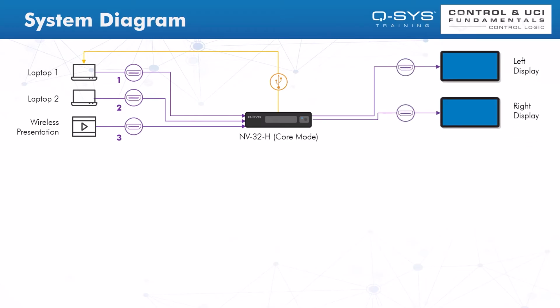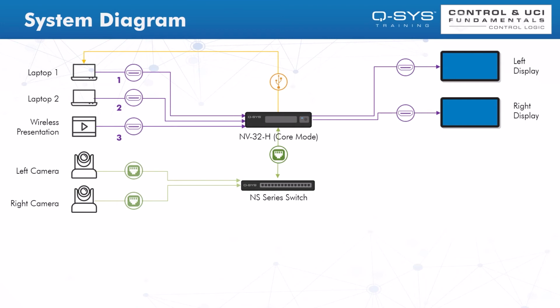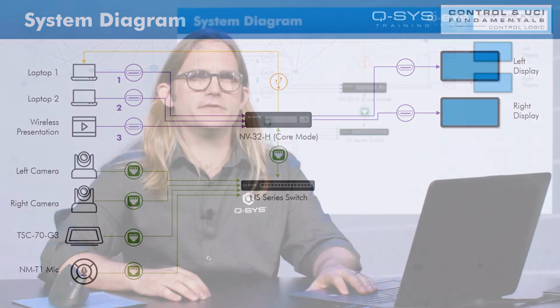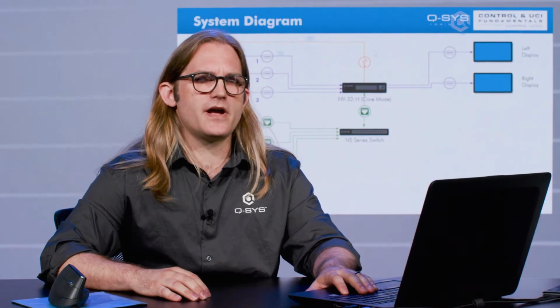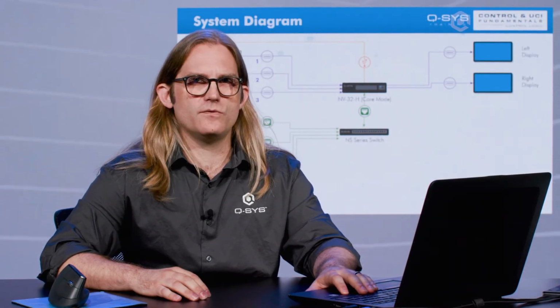Then, over the network, we have our NS series switch that is going to be connecting our left camera, our right camera, our TSC70G3, that's our touch panel that we're going to be using. We also have our NMT1 mic. That's the one that's replacing that ceiling microphone that I previously had mentioned. We're not using that. Here we're using the NMT1 microphone.